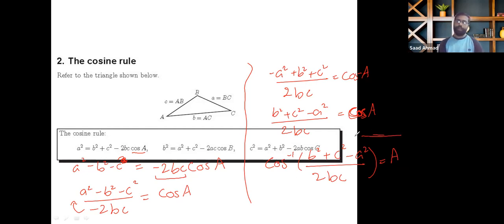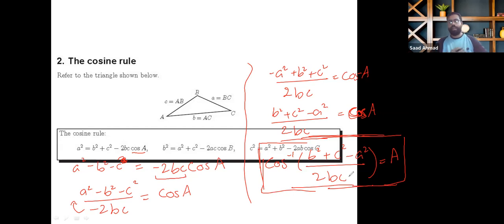So if you want to find the angle A, what you need to do is cos inverse of (B squared plus C squared minus A squared) over 2BC.